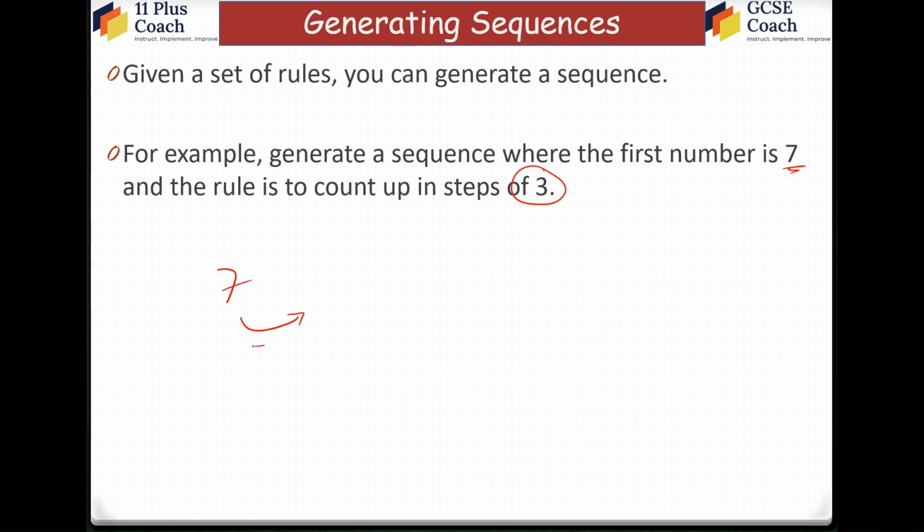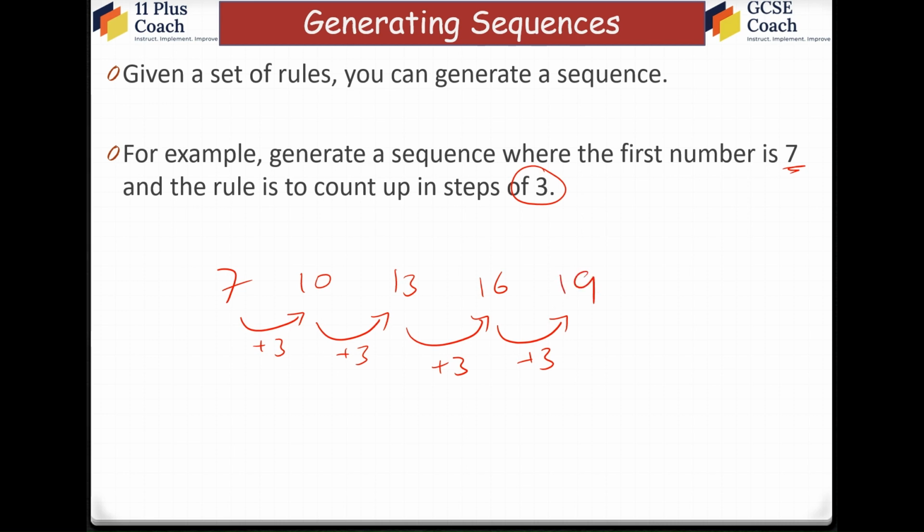So 7 plus 3 would give me 10. So that's my second term. 10 plus 3 would give me 13. That's my third term. 13 plus 3 would give me 16. That's my fourth term. And we'll do one more. 16 plus 3 would give me 19.